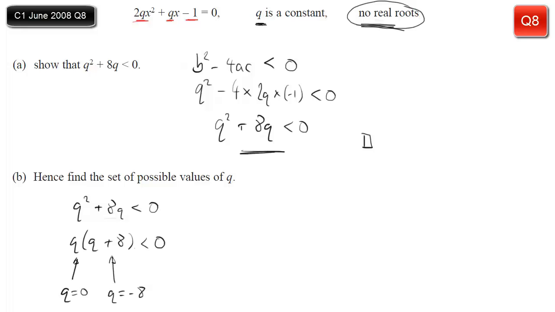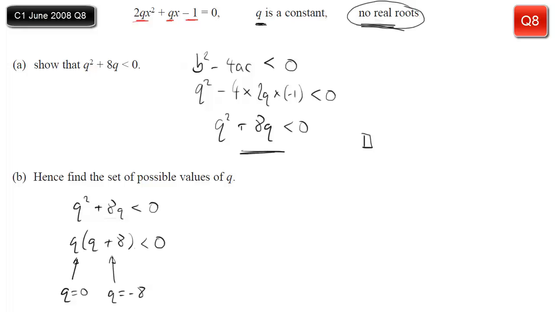Now if this were a quadratic equation, that would be the end of it, but it's an inequality, so I need to know how do those critical values define my possible region, my range of values for q. Is it all the values between 0 and minus 8, or is it the two ranges of values either side of those?